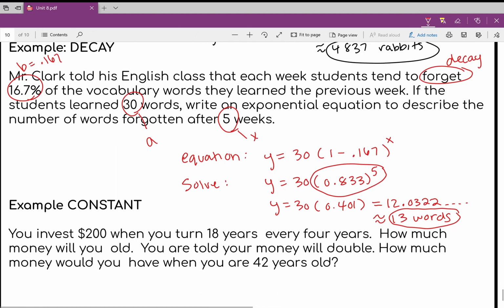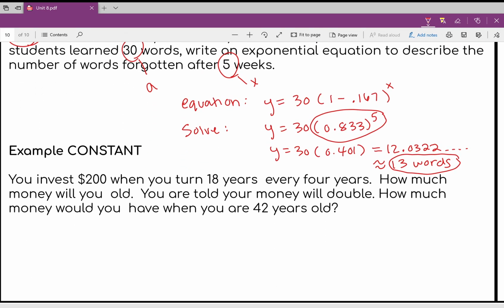Okay, let's look at the last example, which is a constant. It says you invest $200 when you turn 18 years old every 4 years. How much money will you, there's a mistake there. How much money, let's erase this one right here. You are told your money will double. How much money would you have when you are 42 years old?